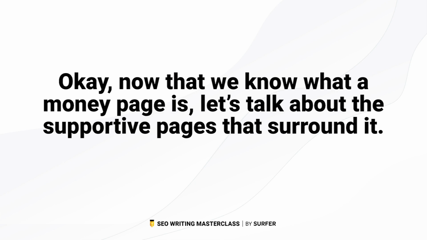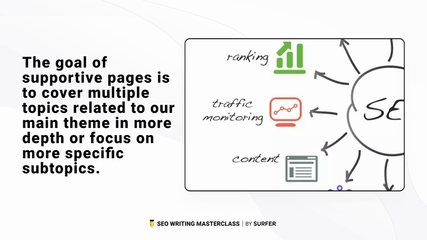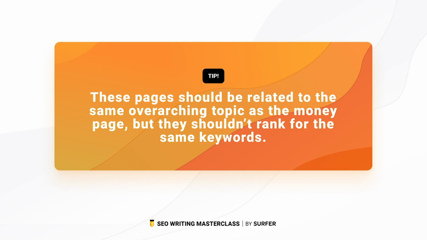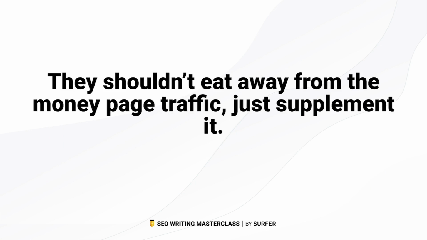Okay, now that we know what a money page is, let's talk about the supportive pages that surround it. The goal of supportive pages is to cover multiple topics related to our main theme in more depth or focus on more specific subtopics. They always have to link to the main page, and they can and should link to each other as well, if it makes sense. These pages should be related to the same overarching topic as the money page, but they shouldn't rank for the same keywords. For these pages, it's better to search for more specific, long-tail keywords that might not share a lot of results with our main SERP of interest, but are in the same semantic field. They shouldn't eat away from the money page traffic, just supplement it.